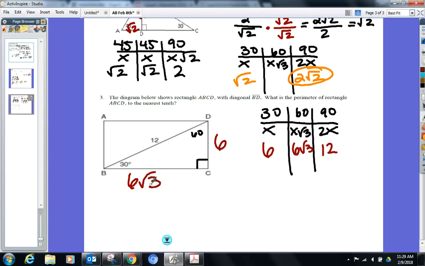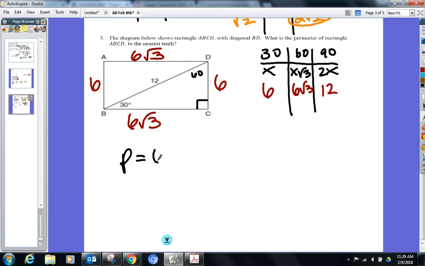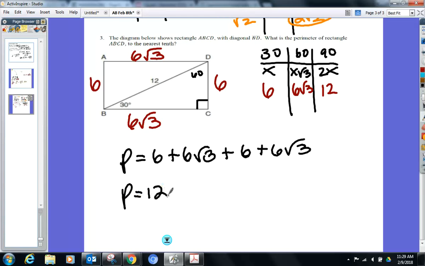And if it's a rectangle, what do you know about opposite sides? They're congruent. How do you get the perimeter of a figure? Add all the sides up. So I have 6 plus 6 radical 3 plus 6 plus 6 radical 3. What can you combine? What can you not combine? You can combine like terms, specifically the 6s, which give me 12. Can you combine the 6 radical 3s? Do they both have radical 3? Okay, plus 12 radical 3.